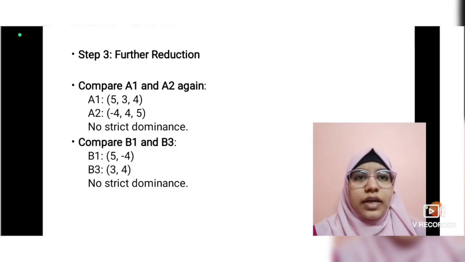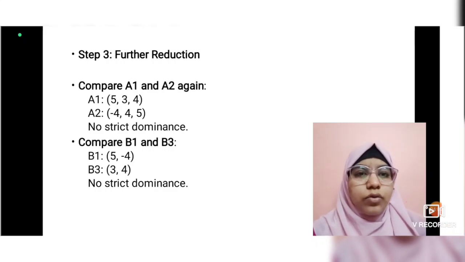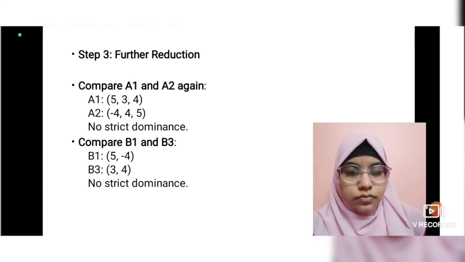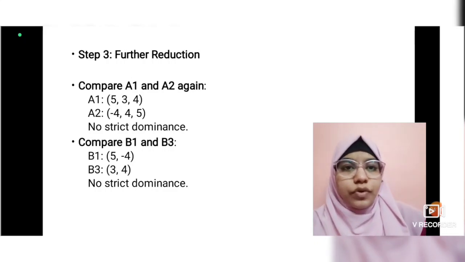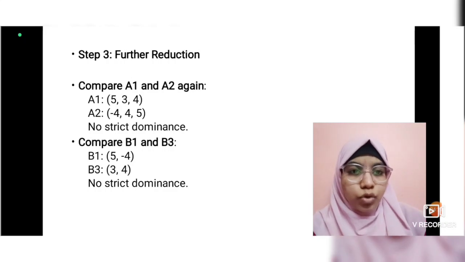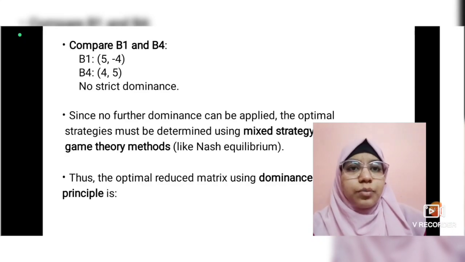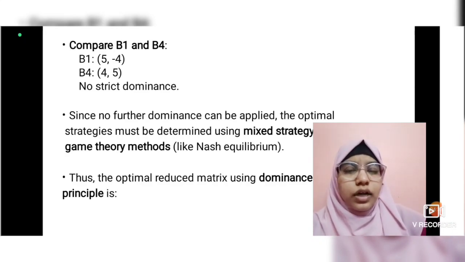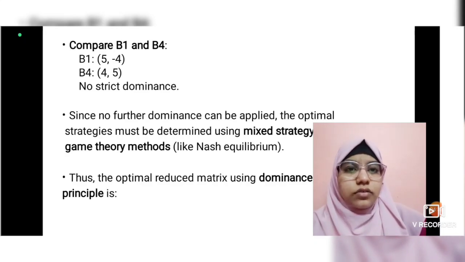Next, the third step is further reduction. Now comparing A1 and A2 again. In the A1 row we have 5, 3, 4 elements, and in A2 we have -4, 4, 5. Here also no strict dominance, so we don't remove it. Now comparing B1 and B3. In B1 we have 5, -4 and B3 3, 4. Here also no strict dominance. So next, compare B1 and B4. In B1 5, -4 and B4 4, 5. There is not much difference, so we don't delete it.